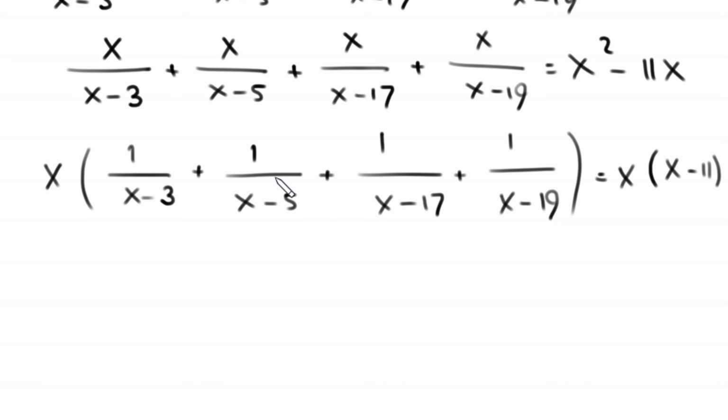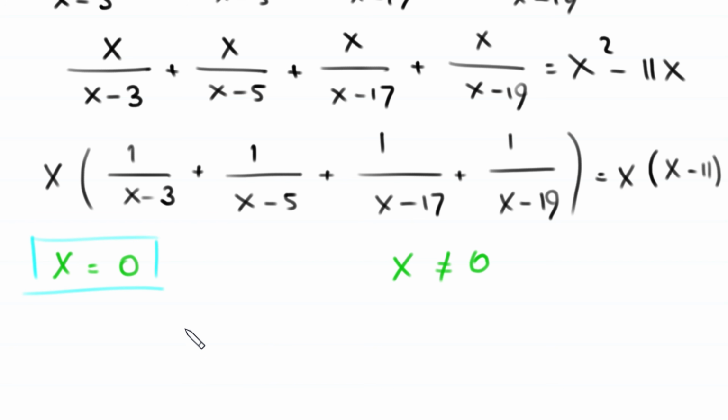Now we have two cases from here. If x is equal to 0, this left hand side will become equal to this right hand side. It means that x equal to 0 is a solution of this equation. And in the second case, when x is not equal to 0, we can divide both sides by x.